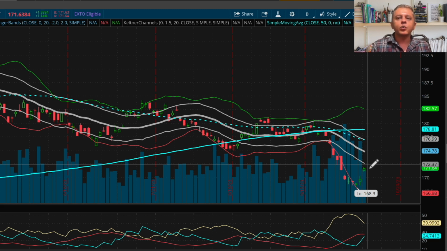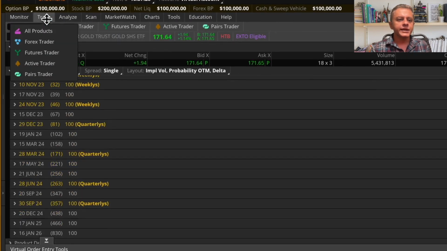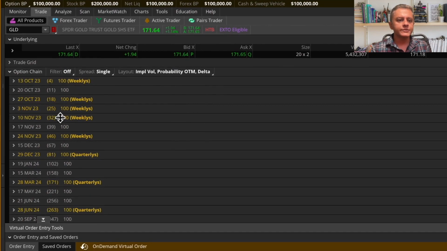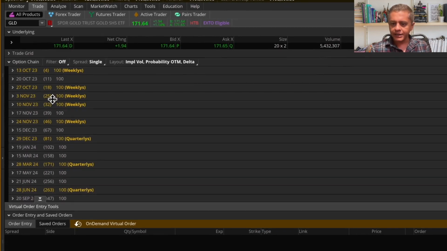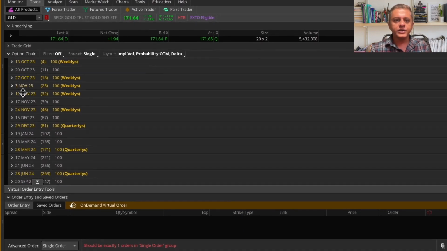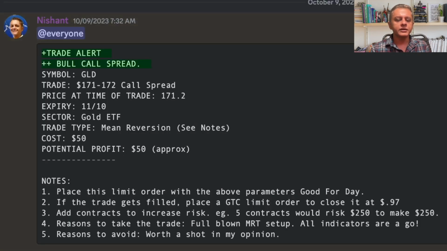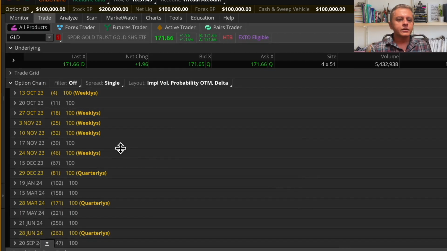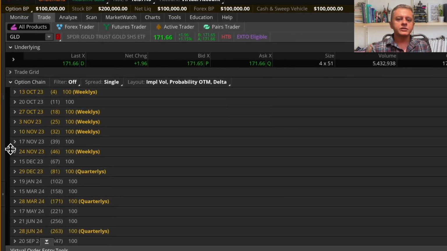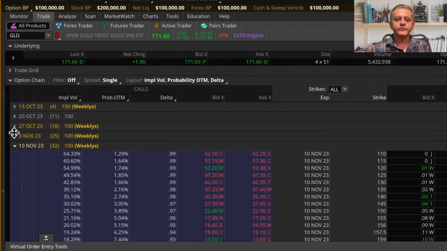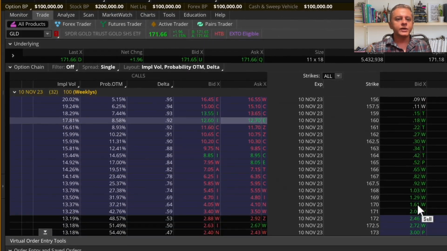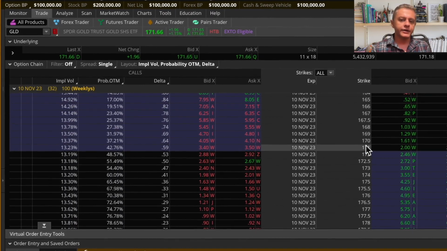And another nice thing about taking trades on highly liquid stocks, especially ETFs, is that they have something called $1 wide strikes. I will show you that if I switch to the trade tab, and let's say I'm taking this trade for 25 days out. So I'm going to expand this 3rd November. Actually, let's find what the expiration is. I have mentioned in the trade alert that the expiration is 11/10. So let's go to the November 10th expiration, and the stock is trading at 171 point something, right?